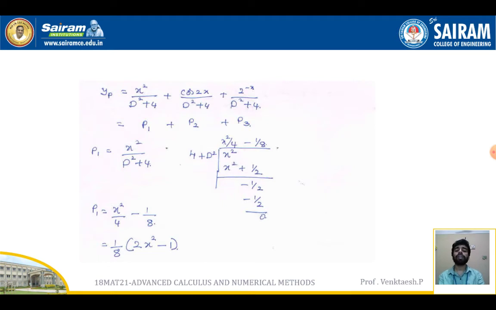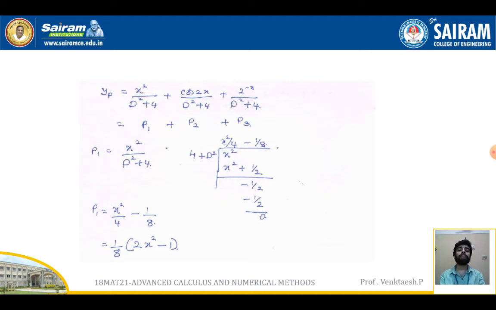So p1 is x square by d square plus 4. Since it is a polynomial, we have to solve this using the long division method. Take the x terms inside the bracket in decreasing order, and take the operator equation, I mean the D equation, outside the bracket in increasing order. To find the first root, take the first element of the polynomial divided by the first element of the operator equation. So I will get x squared by 4 as my first root.